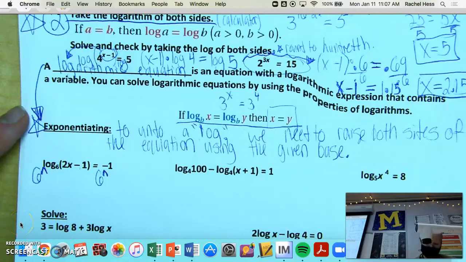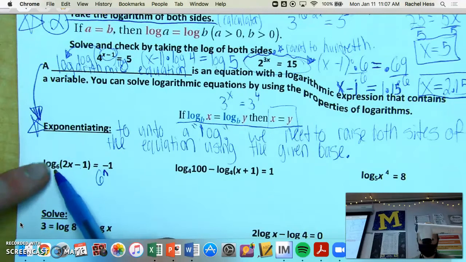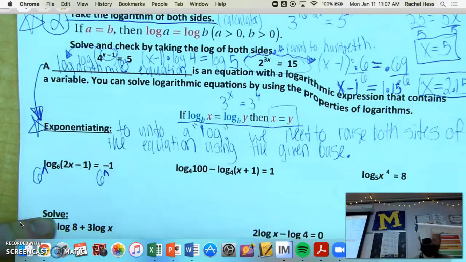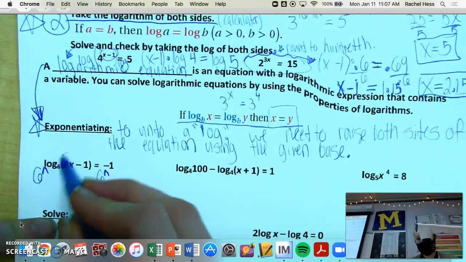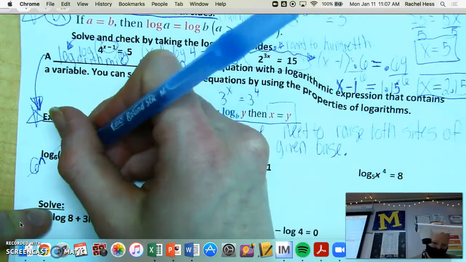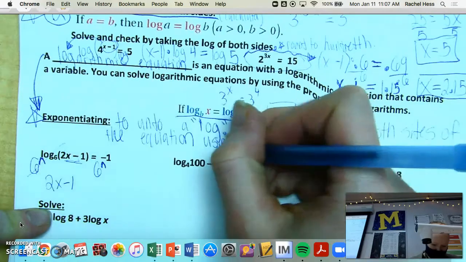6, right? So in order to exponentiate, we're going to do 6 raised to the log base 6 of 2x minus 1, and then 6 to the negative first power. When we do that, if you recall from 7.4, our 6 raised to the log base 6 power cancel, and then all we're left with is that 2x minus 1.